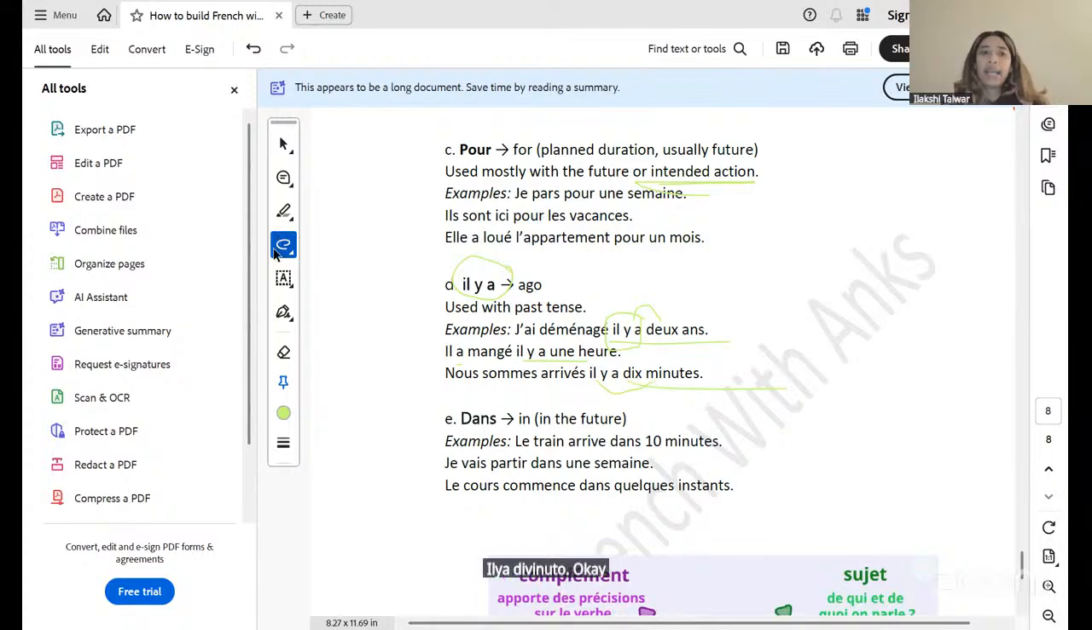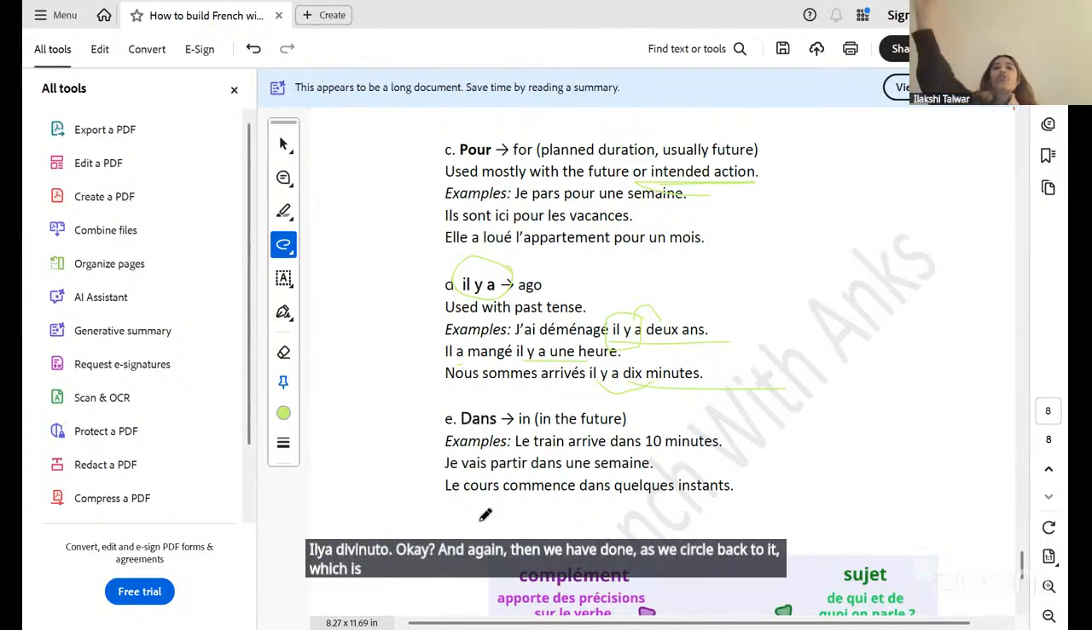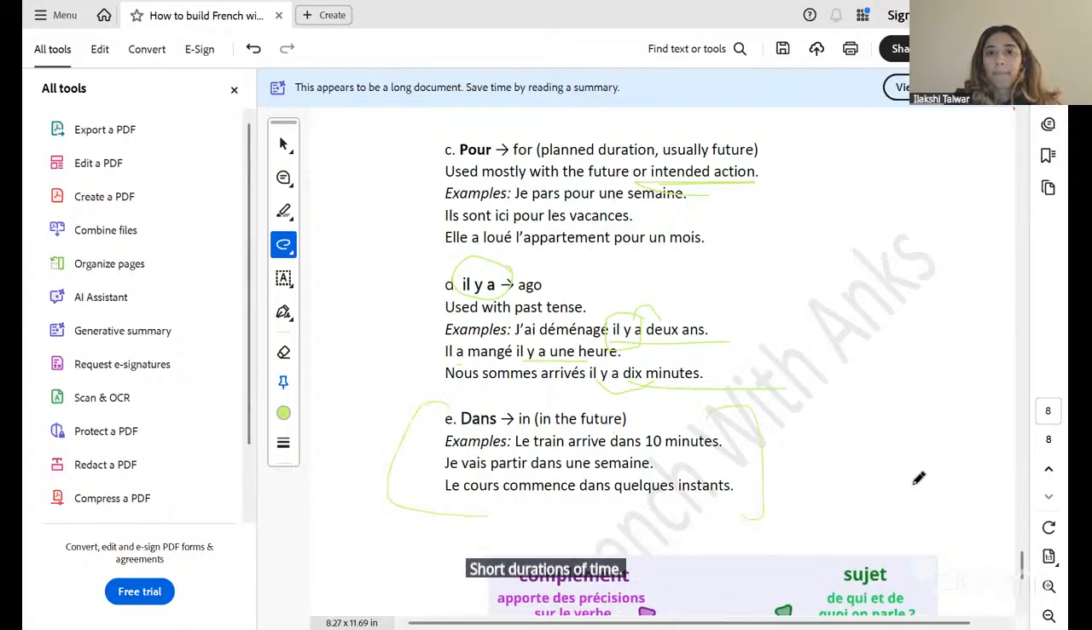Okay. And again, then we have dans as we circle back to it, which is basically a time period in the future. Le train va arriver ou le train arrive dans 10 minutes, short period of time. Je vais partir dans 1 semaine. Le cours commence dans quelques instants. Short durations of time in the future.